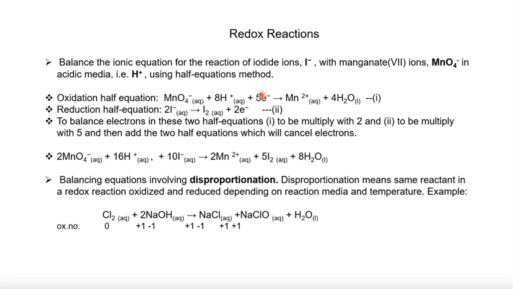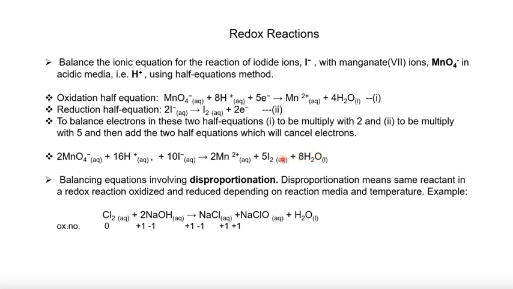If we want to do so, we have to multiply this oxidation half equation by 2 and the reduction half equation by 5. And then we have 10 electrons here, 10 electrons here. And doing so, we get this. What we get: 2 manganate ions, 16 hydrogen ions, and 10 iodide ions. And the product is 2 manganese 2 plus, 5 molecular iodine, and water molecules.